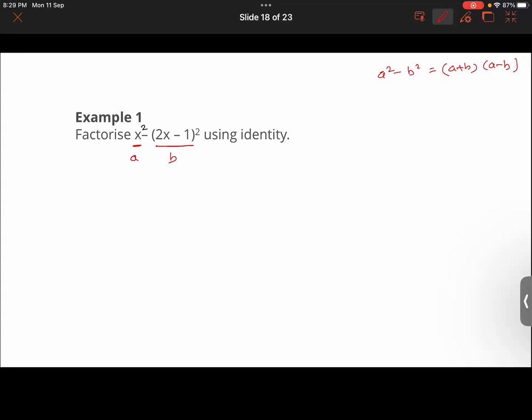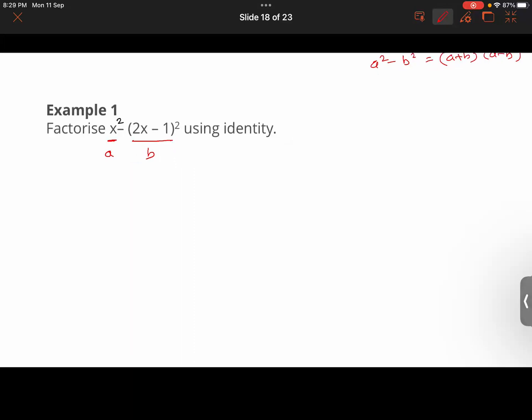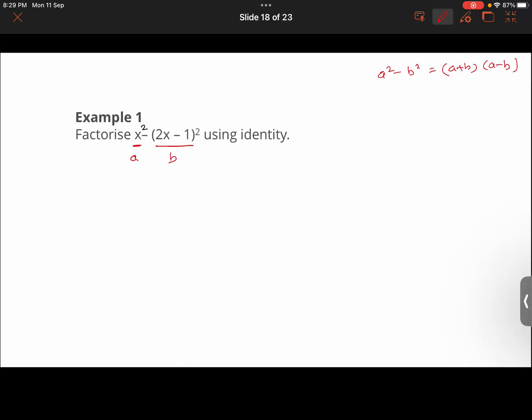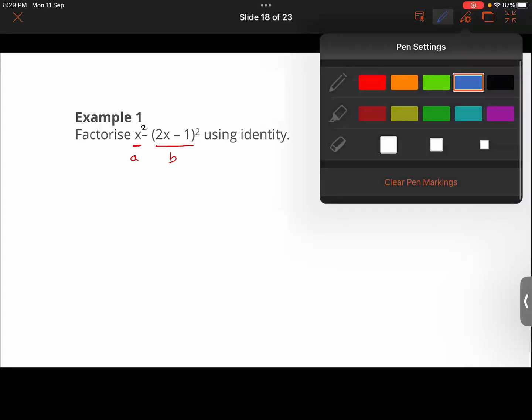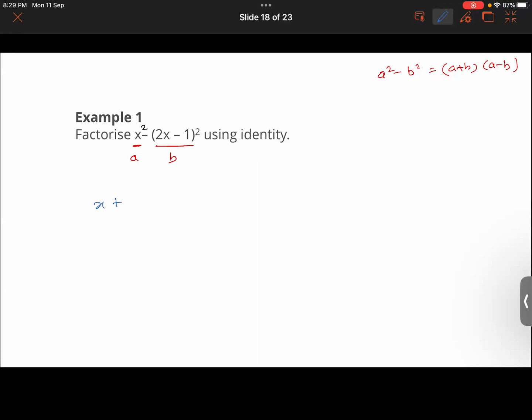Okay, look here. It's to be written in the form of a plus b multiplied by a minus b. You have got the terms. So it will be simply written like this: x plus 2x minus 1 multiplied by x minus 2x plus 1. Here, a plus 1 here and a minus 1 here, because these are the terms x and 2x minus 1. These are a and b here. You have added them here. I have added them here.